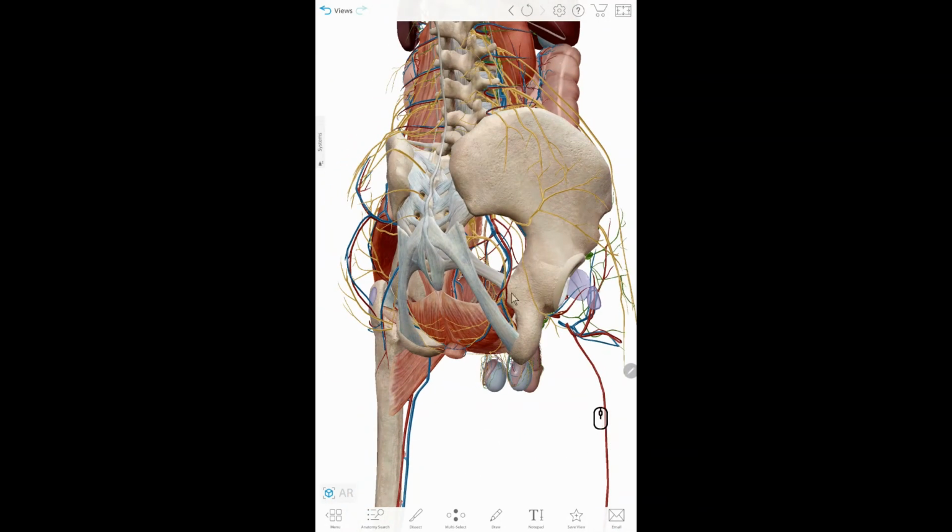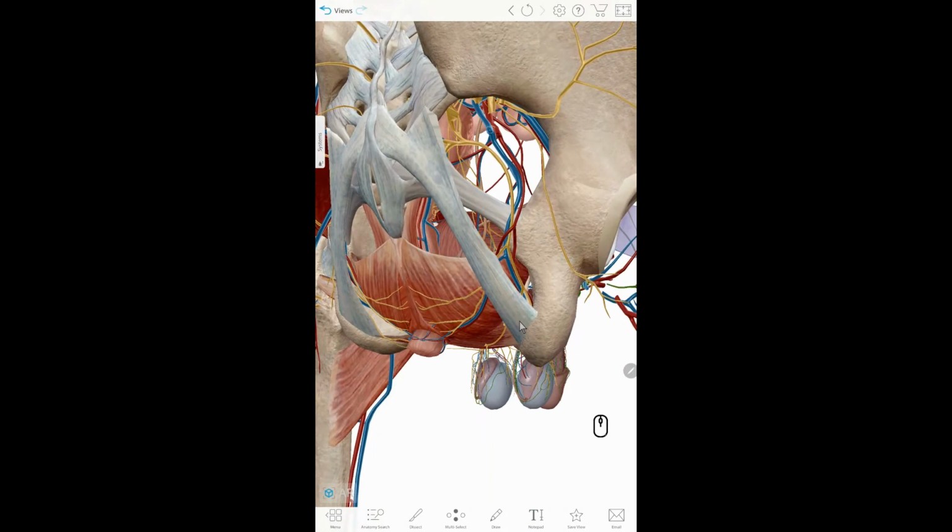This structure here is the ischial spine, and we can see a ligament extending from the sacrum to the ischial spine. This is known as the sacrospinous ligament. This is the ischial tuberosity, and the ligament extending between the sacrum and the ischial tuberosity is known as the sacrotuberous ligament. This is the greater sciatic foramen, and this is the lesser sciatic foramen. Now we can see a vein, an artery, and a nerve passing first through the greater sciatic foramen and then entering the lesser sciatic foramen.